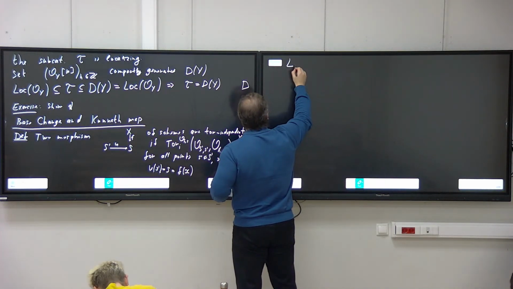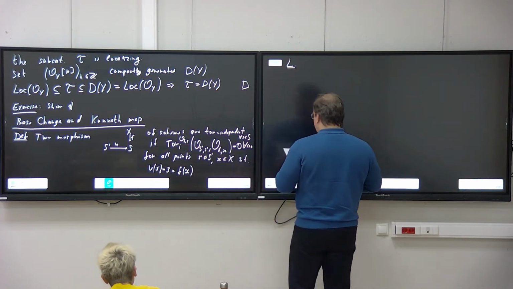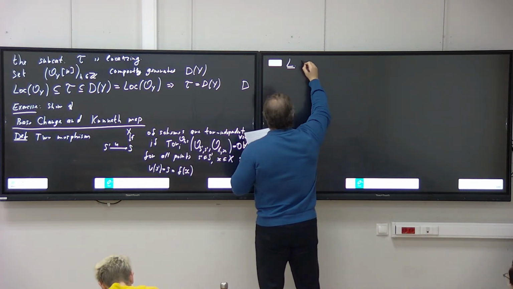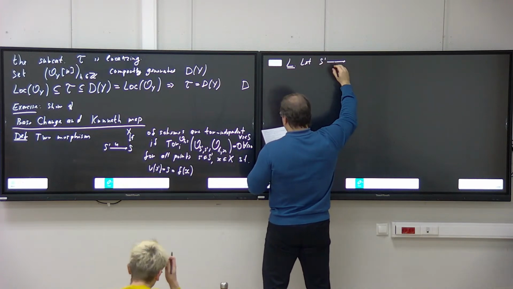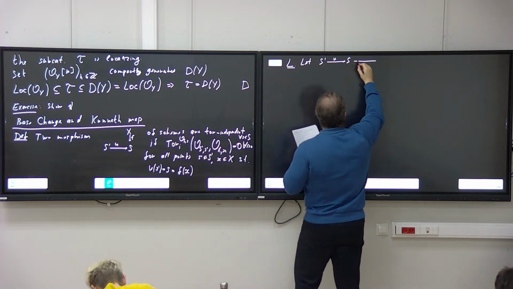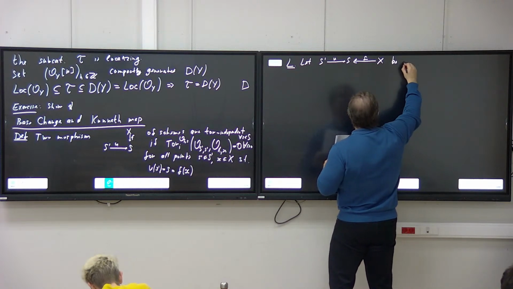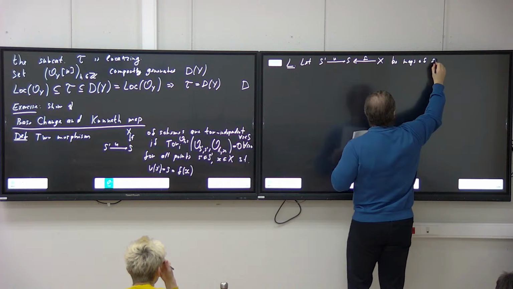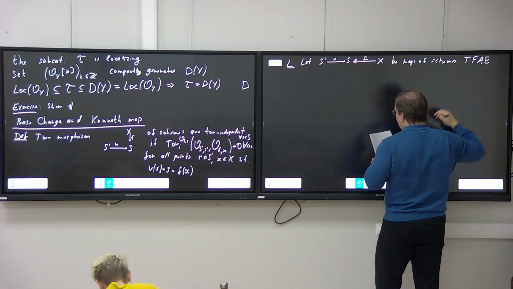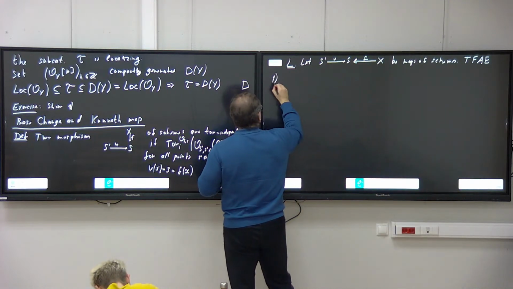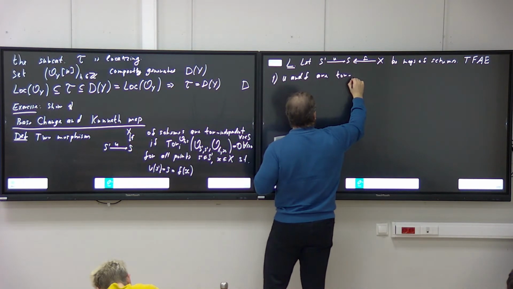The next lemma I want to leave as an exercise, a simple exercise in commutative algebra, just a way to reformulate this definition. For shortness, let me write these two maps in one line. Let U be a map from S prime to S, and let F be a map from X to S, maps of schemes. Then the following are equivalent. The first condition is that U and F are Tor independent.